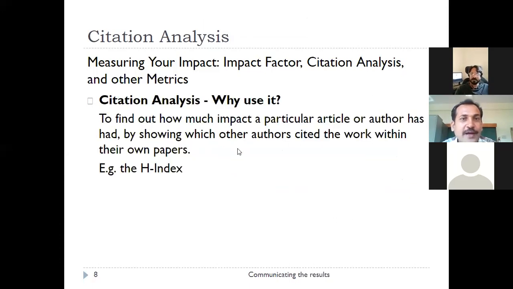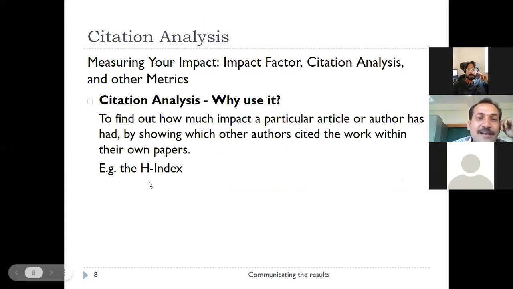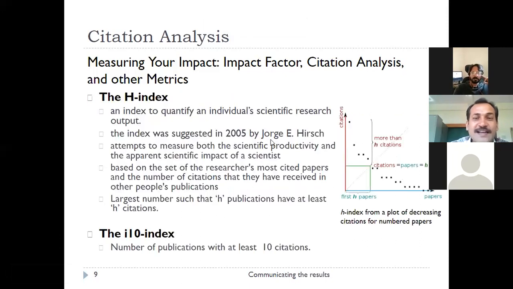Yes. Okay, now we will see how to use the citation analysis, and how we can use this citation analysis to find out how much impact a particular article or author has had by showing which other authors cited their work, for example, in the form of H index. Now, what is the H index? We will understand now what this H index is.